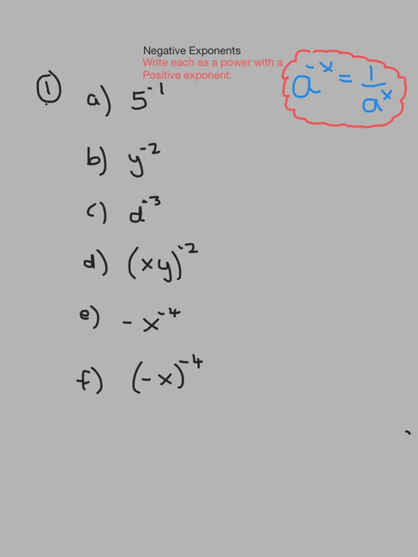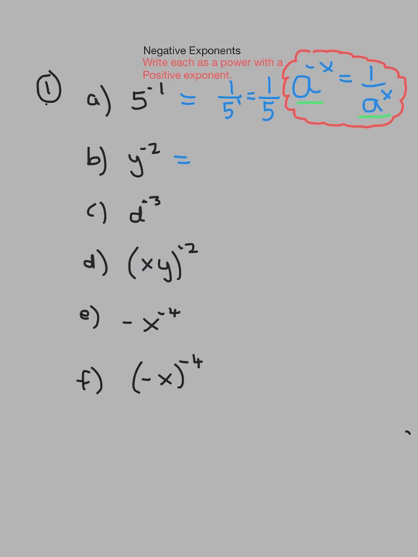So we know that a to the negative x, on the right hand side here, is going to be 1 over a to the x. So if we do this question here, 5 to the negative 1 will be 1 over 5 to the 1, and 5 to the 1 is just 5. So that final answer is 1/5.